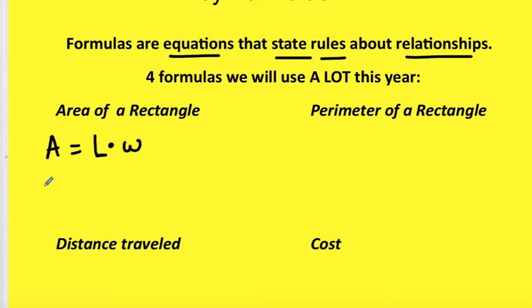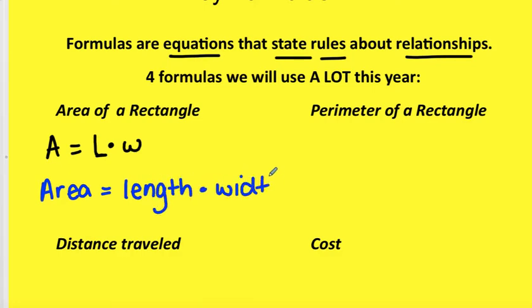So it really means area equals length times width. Okay, now as we look at a rectangle, the length is always the longer side and the width is always the shorter. So we're going to multiply when we want the area.